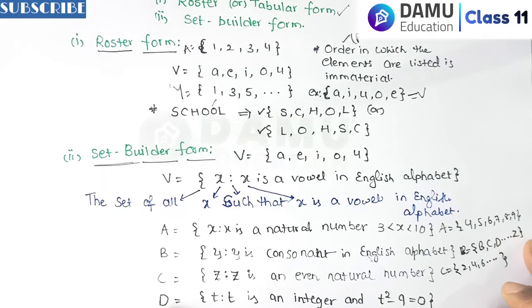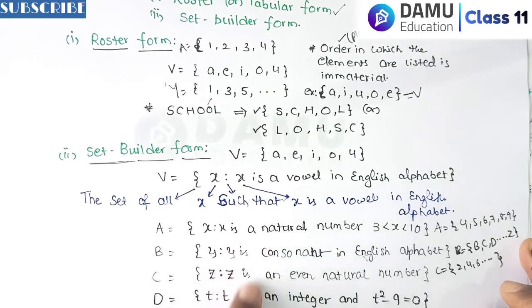Then D, set roster form. Sorry, these are all set builder forms. I have written it in a roster form.